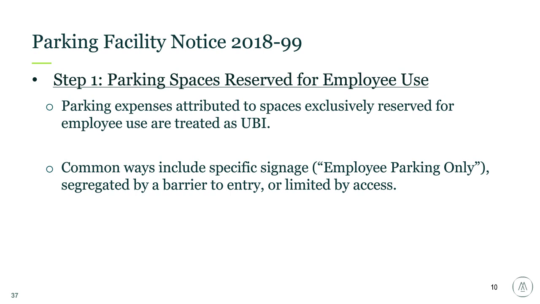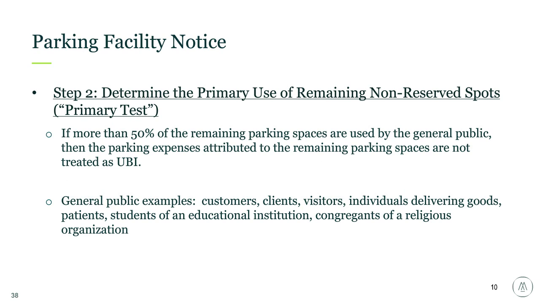Step 2 is then you remove those reserved employee spots, and you look at the remaining spots that you have. And of those remaining spots, what's the primary use? So if you had 1,000 spots, 100 were reserved for employees, and then you're looking at your remaining 900 spots, if more than 50% of those spots are for the general public, being customers, clients, visitors, empty spots are considered for the general public, congregates, anything like that. If more than 50% is for the general public, then you're done. You have no more UBI. Your UBI is limited to what is reserved for employees only.